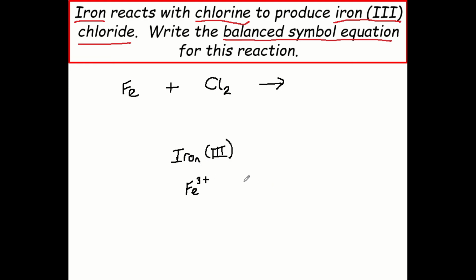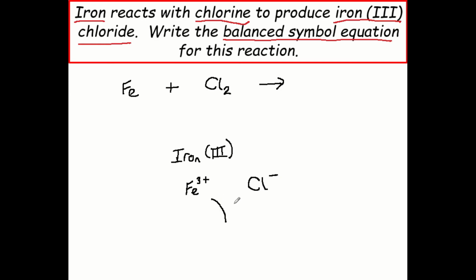So what we can then do is we think about our chlorine. It's in group 7, so that means it has 7 electrons in the outer shell. It's going to gain one more electron, which means it's going to have a single negative charge on the ion. Now remember, in order to actually form a compound, it's got to have no overall charge there. So we've got 3 positives versus 1 negative.